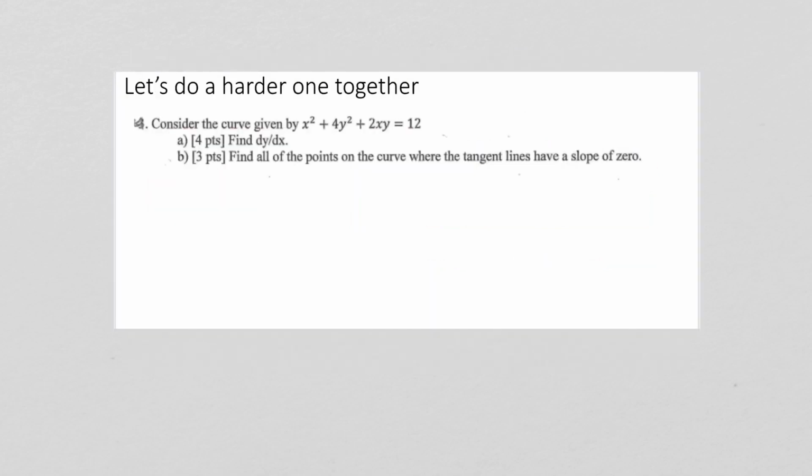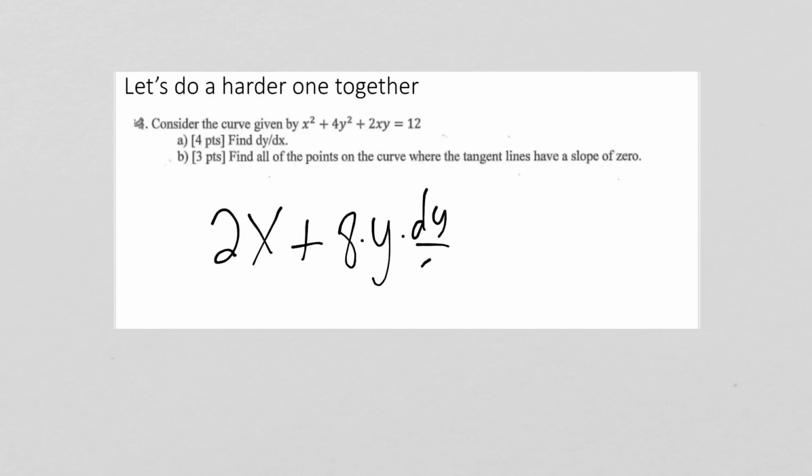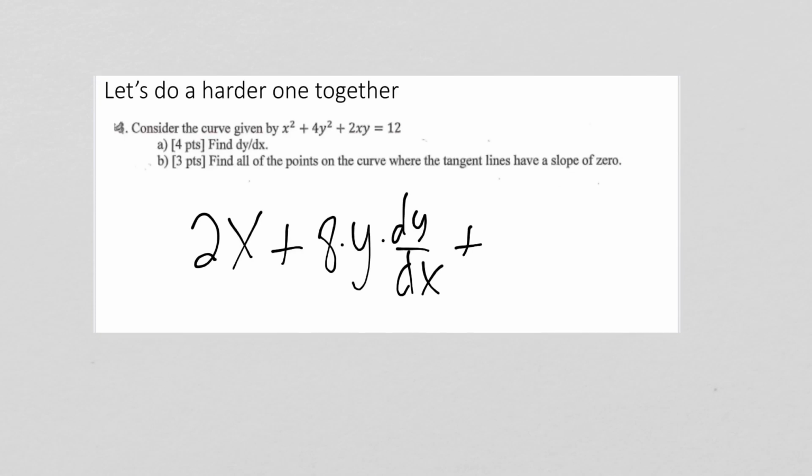So this is a curve x squared plus 4y squared plus 2xy equals 12. We're going to find dy dx, and then we're going to determine where there would be a slope of 0. Okay, so what is the derivative of x squared? 2x. What's the derivative of 4y squared? It's going to be 8 times y times dy dx plus, okay, here's where our product rule comes in because we have 2x times y.